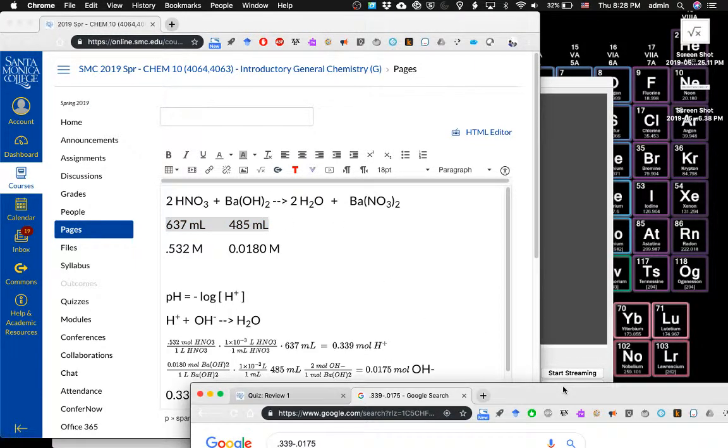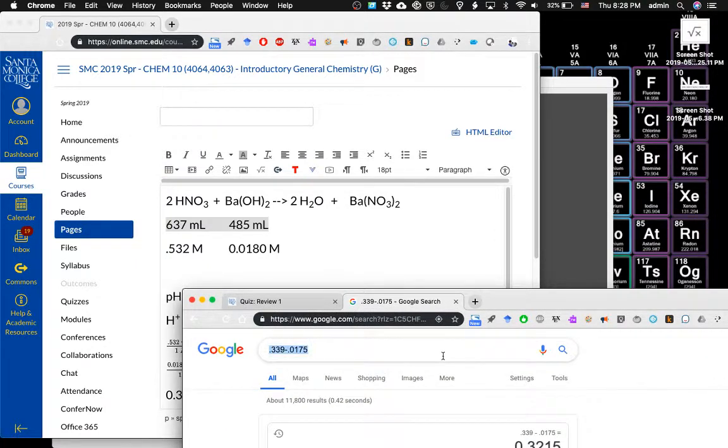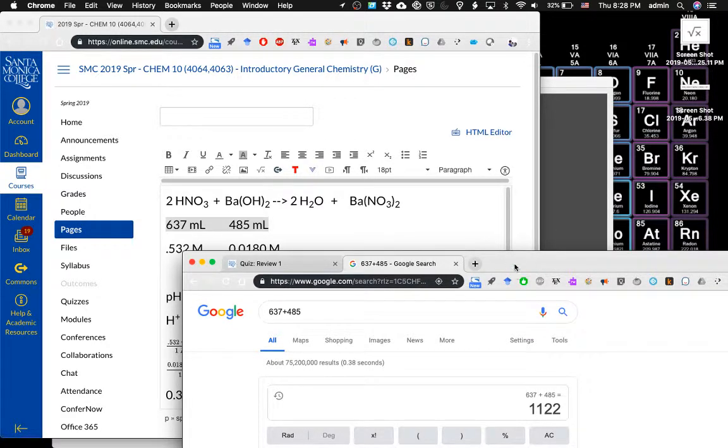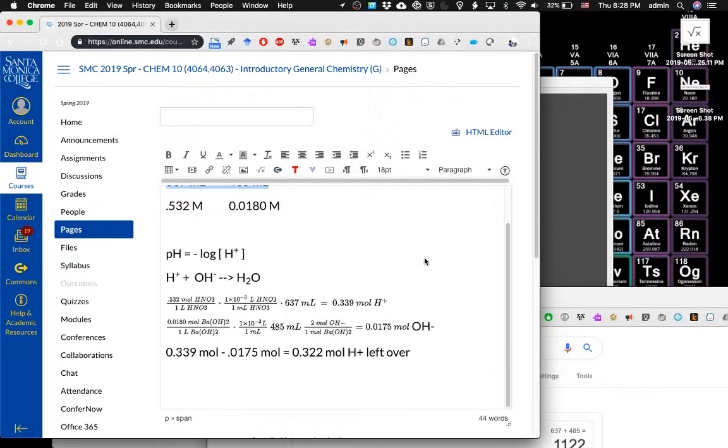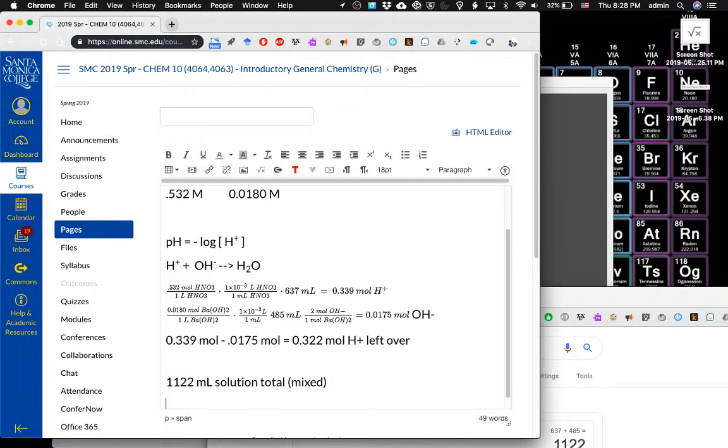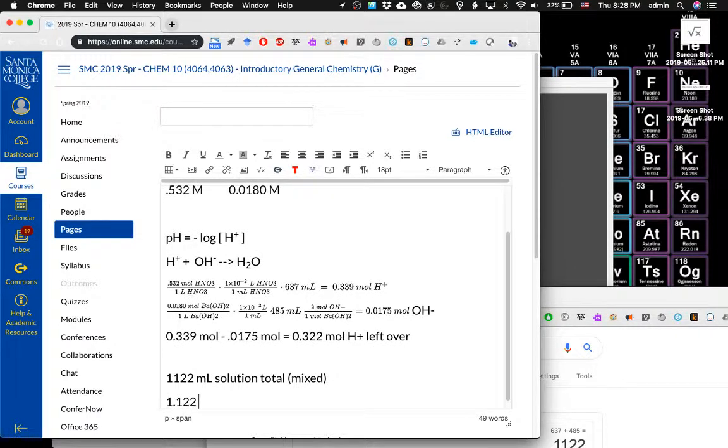637 plus 485. You can do that in your head, huh? Yeah, I cannot do that in my head. So 1122. That's 1122 milliliters of solution total mixed. And so I'm going to convert that to liters. Just move the dot to the left three times. 1.122 liters of solution.